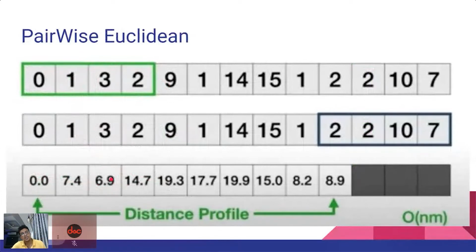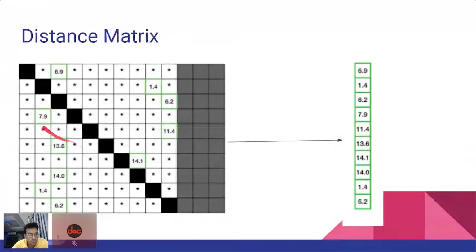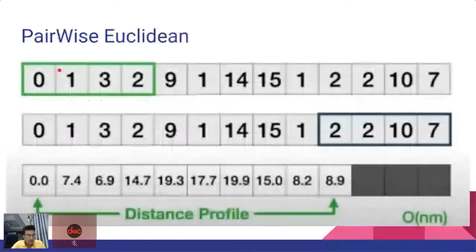Similarly, if we calculate the distance of every subsequence with every other subsequence, we will get some distances. We will get n distances, right? So for example, the first row here, we have put an asterisk just to ignore all the other distances and to just focus on the smallest distance, which is 6.9, as here.